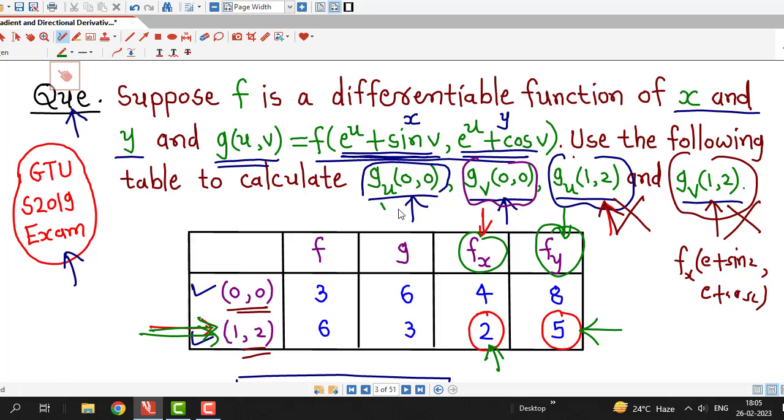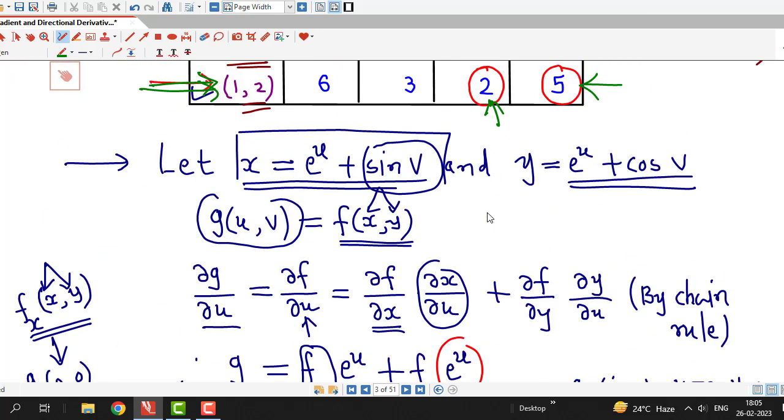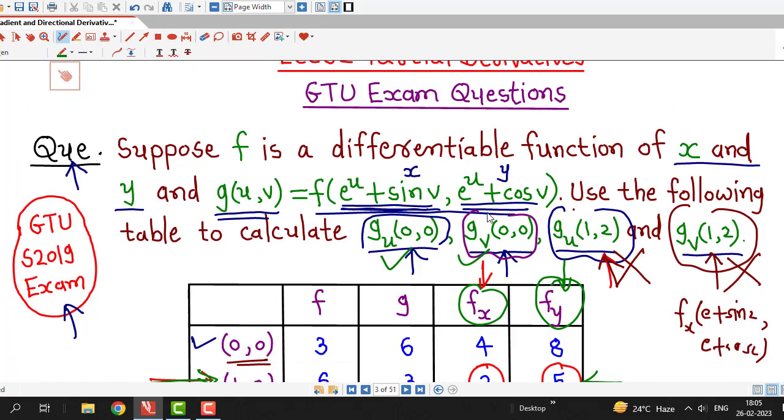But we can easily decide these two values simply by using chain rule. So this is a nice application of chain rule, and we stop here.